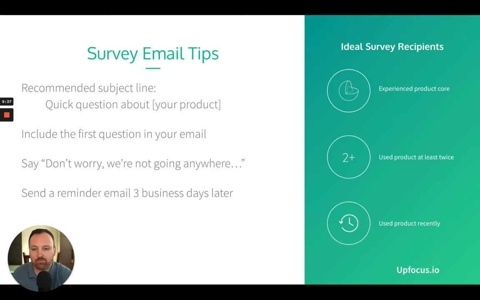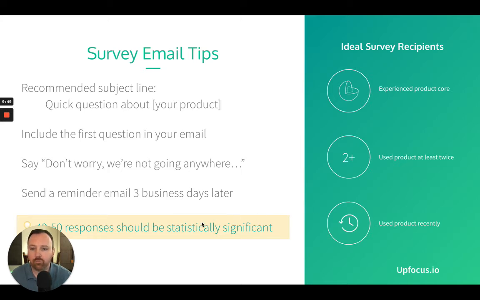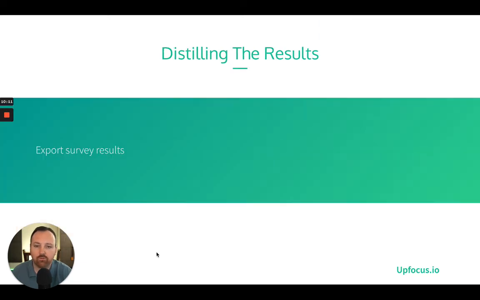Finally, of course, like most emails, send a reminder at least 3 email or business days later, just to make sure that you get as many people as you can to fill that out. Also, about 40 to 50 responses should be statistically significant. If you get less than that, that's okay. It can still be a meaningful amount of data for you. Frankly, anytime you're getting customer feedback, it is helpful. But if you have a lot of customers and you want to know that the information you're working off is statistically significant, then 40 to 50 generally does it.